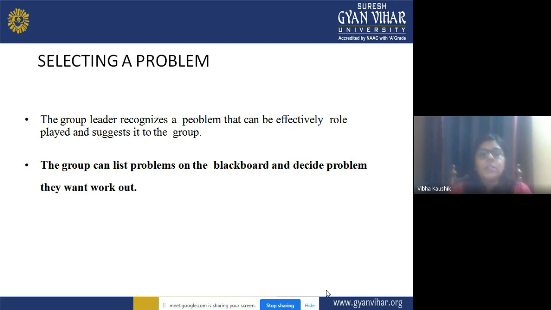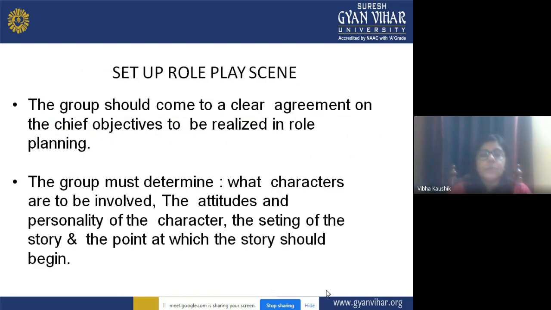The group can list problems on the blackboard, the different problems that they have suggested, and decide which problems they want to work out. A list will be prepared on the blackboard, and on the basis of that list, we have to conduct a role play on this problem.